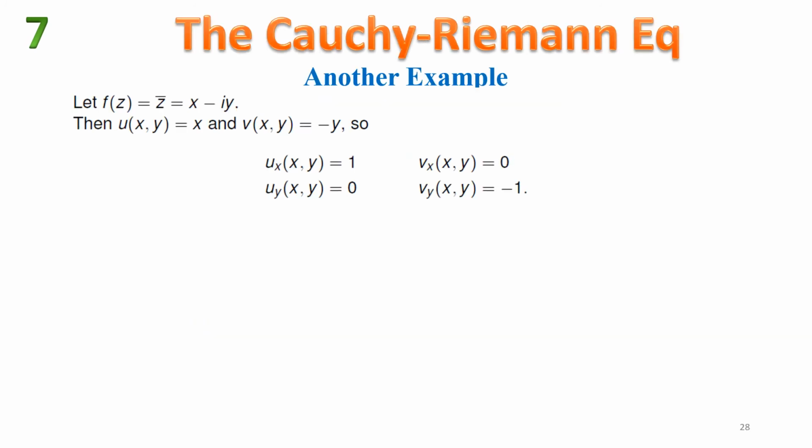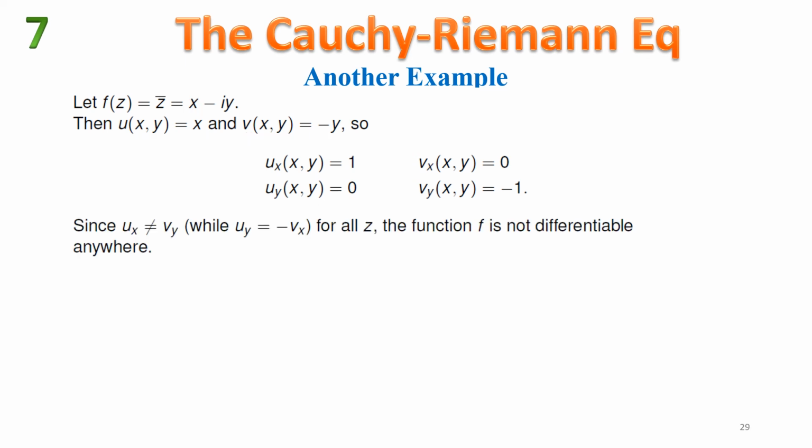Let us deal with another example. We have already done this, and if you remember, f of z is equal to z bar, that is the complex conjugate of z. And if we consider z equal to x plus iy, then its complex conjugate z bar will be x minus iy. So here u is x and v is minus y. Then the derivative of u with respect to x is 1. The derivative of u with respect to y is 0. The derivative of v with respect to x is 0. And the derivative of v with respect to y is minus 1.